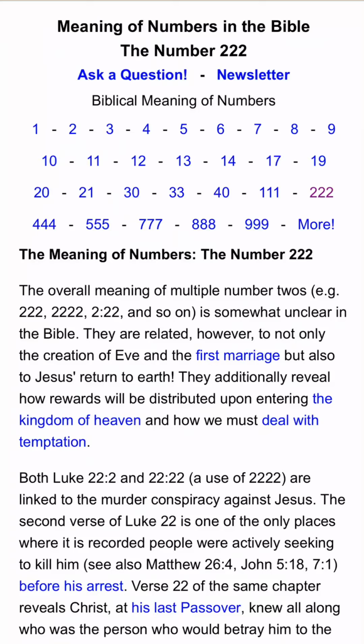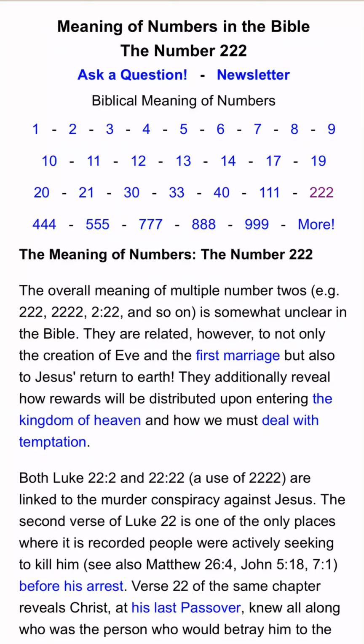I've been seeing the number 222. So, the meaning of the numbers 222. The overall meaning of multiple number twos is somewhat unclear in the Bible. They are related, however, to not only the creation of Eve in the first marriage, but also to Jesus' return to earth. They additionally reveal how rewards will be distributed upon entering the kingdom of heaven and how we must deal with temptation.